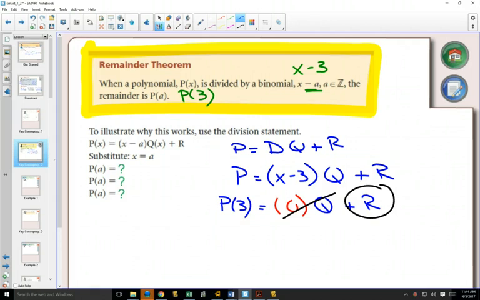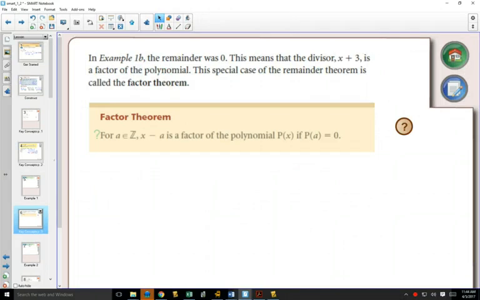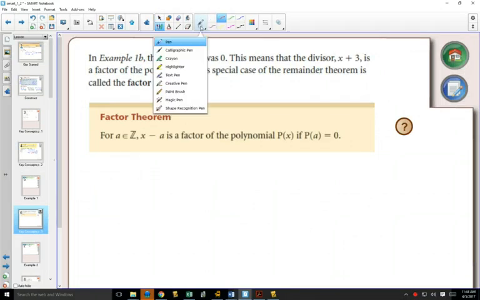And so this is our remainder theorem, and this is going to be important because if we can find out quickly that our remainder is 0, then that's going to lead to something called the factor theorem. And that's on your next page. We'll highlight it right here as well.